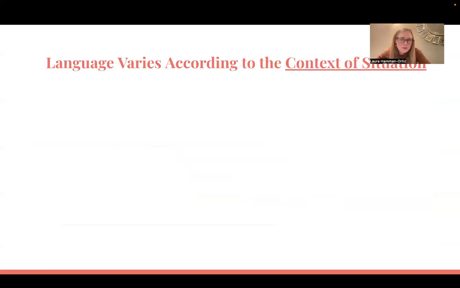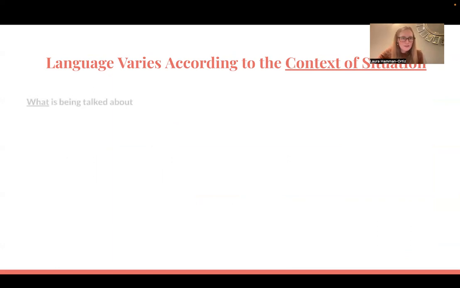And Michael Halliday argued that language varies according to two contexts: the context of situation, or the immediate context, and also the context of culture. So let's start with the first one, the context of situation. And here I'm providing some of the terms and concepts that you've been reading about so that we can then apply them to thinking about writing and to the language of schooling.